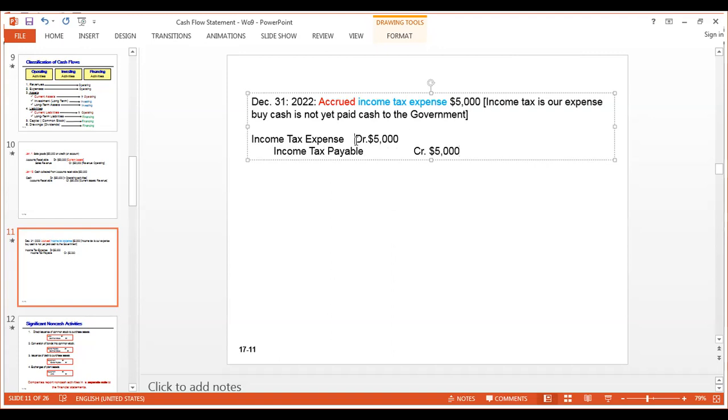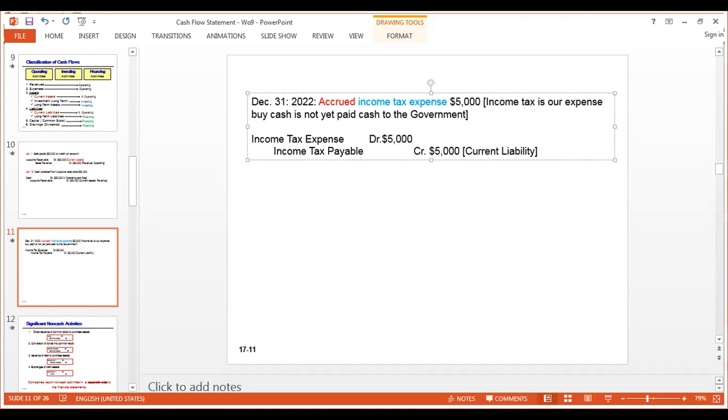$5,000. Payable means, what is the meaning of payable? Payable means cash to be paid in future, right? Cash to be paid in future. So this is called current liability. This is the current liability.